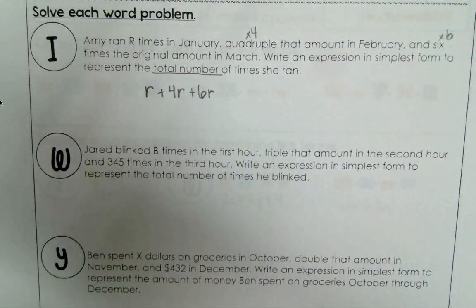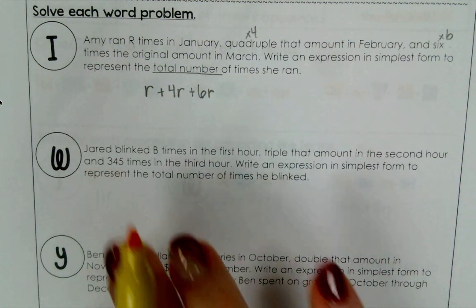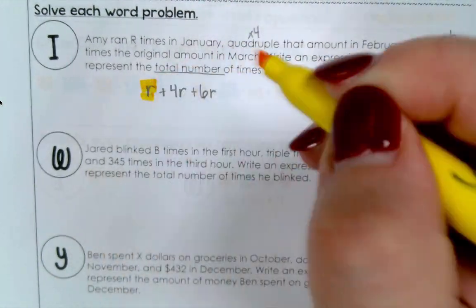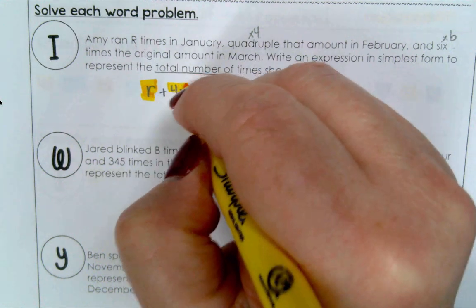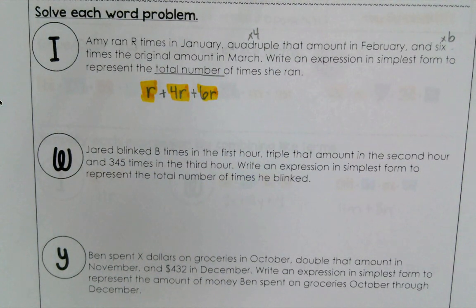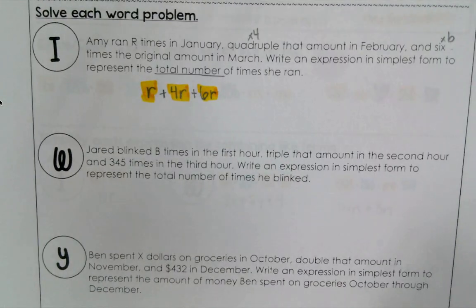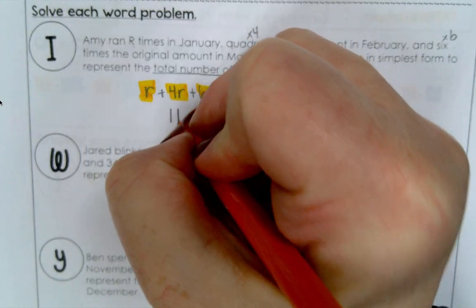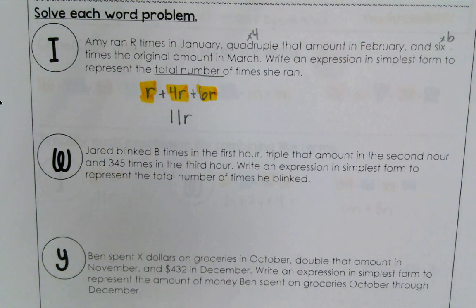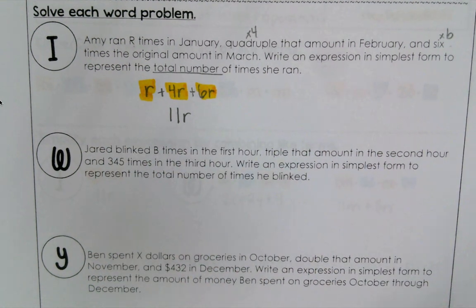So I'm going to highlight my like terms, starting with R by itself, my variable R. Do I have any other terms with a variable R? Yes, I have 4R and I have 6R. So 1R plus 4 plus 6 is 11R. So 11 times R, 11R. Now again, this is simplified because we don't know how many times she ran in January, so we have no idea.